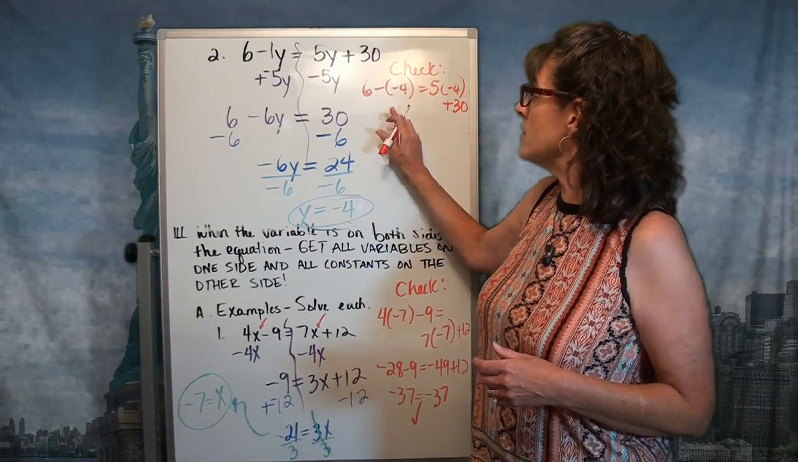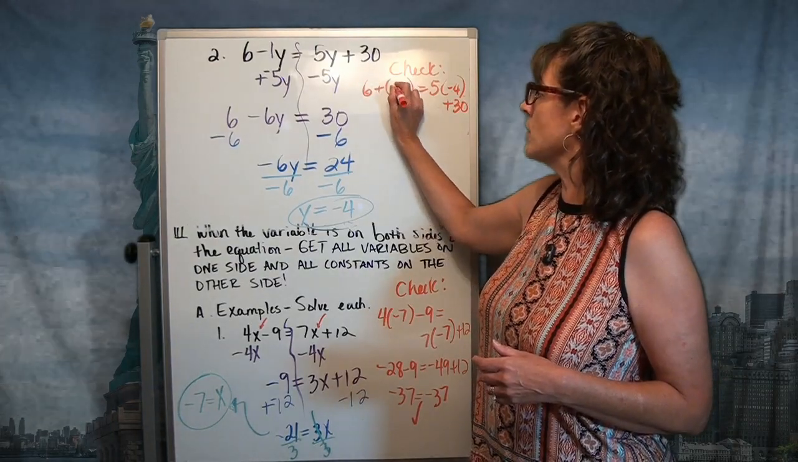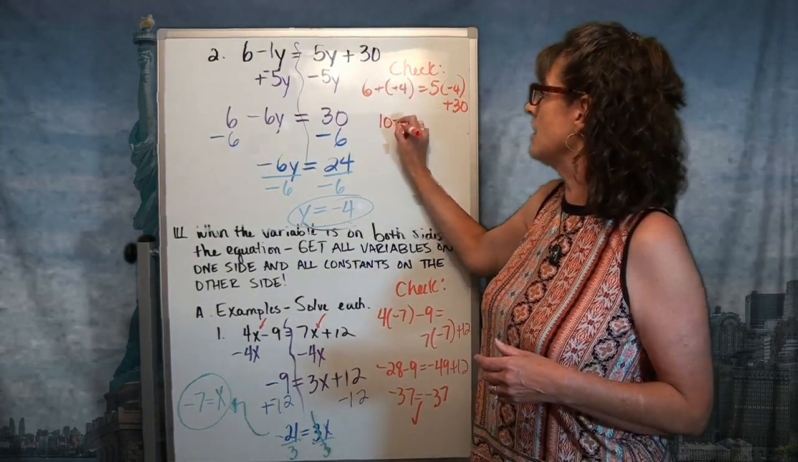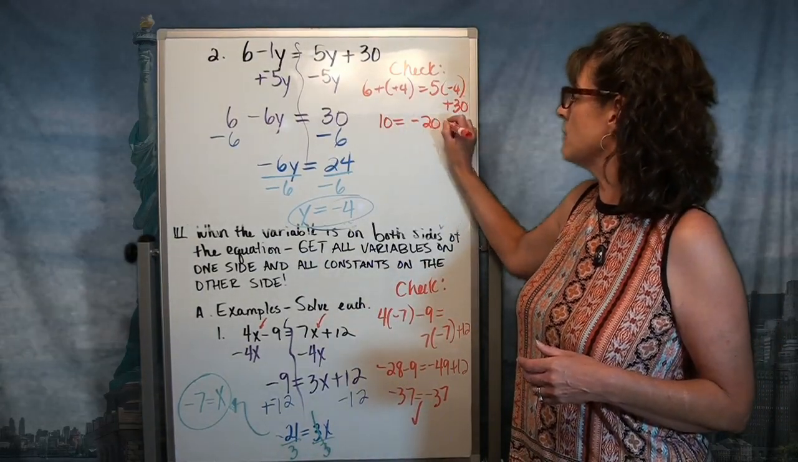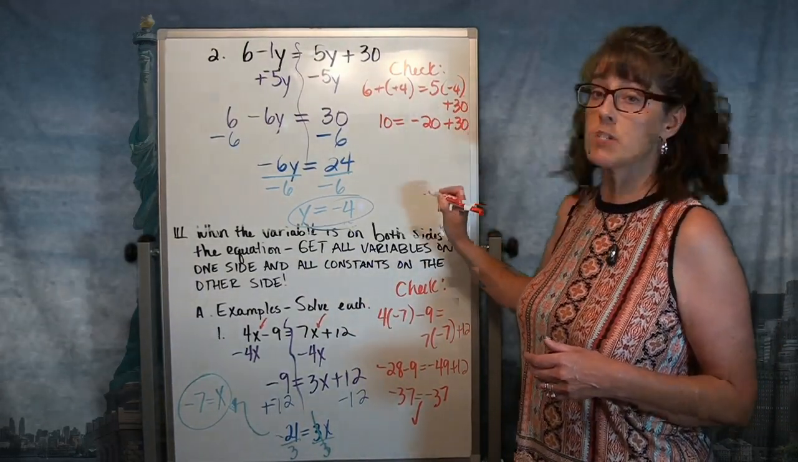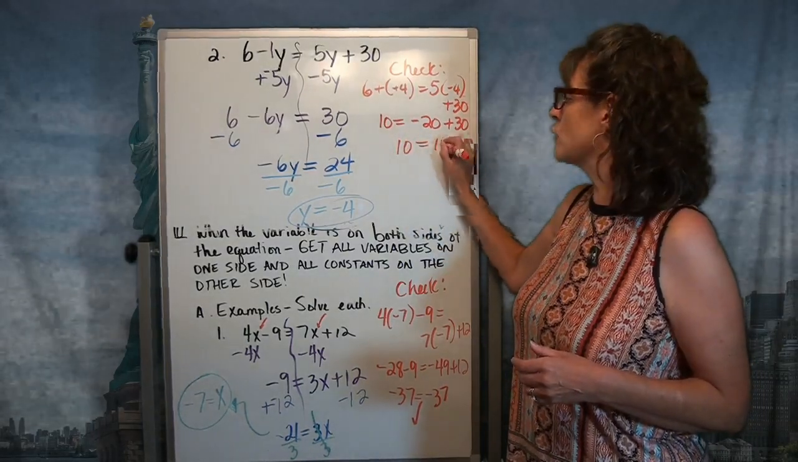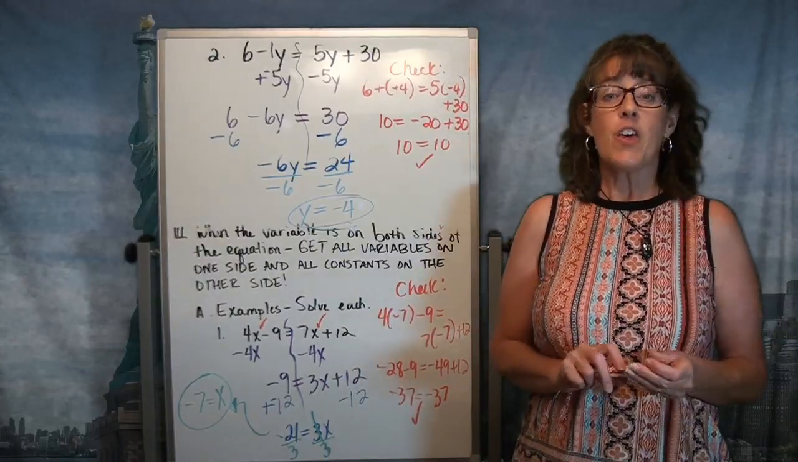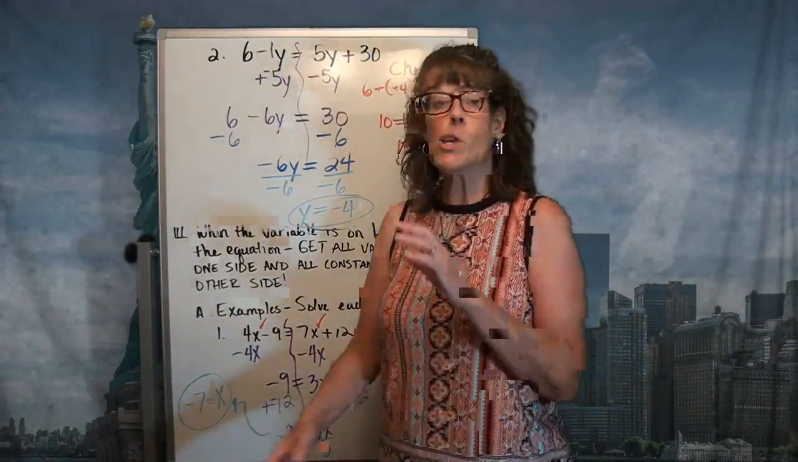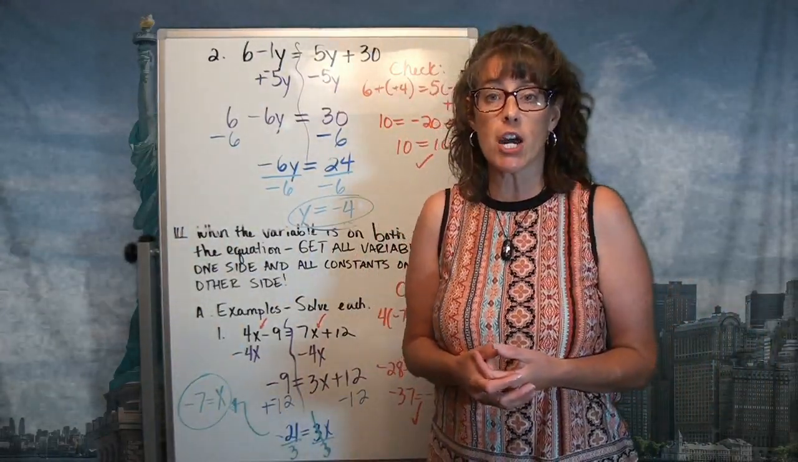So here, the opposite of negative 4, subtracting a negative, is really adding a positive, so that gives me a 10. And on this side, when I multiply, 5 times negative 4 is a negative 20. And negative 20 plus 30, does that give me 10? Yep, it sure does. I created truth. I know that's right. So hopefully this helps you with more of this multi-step equation idea.